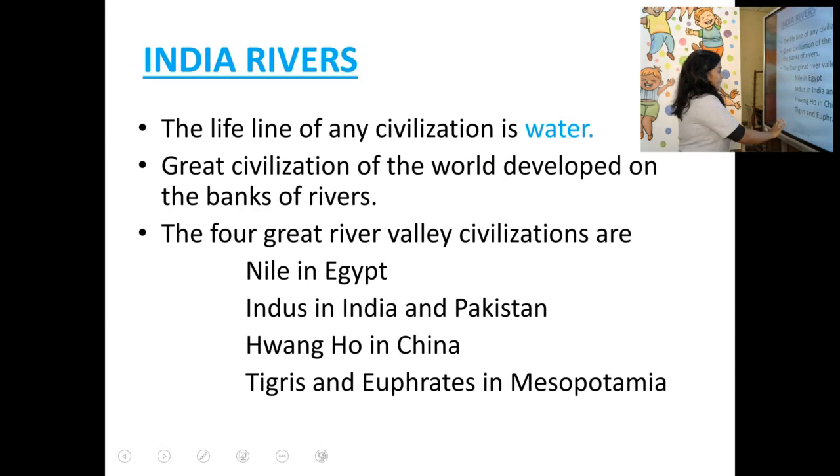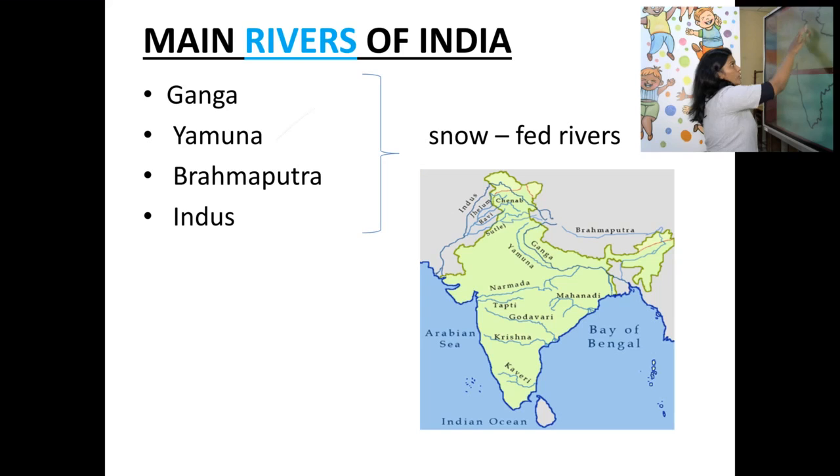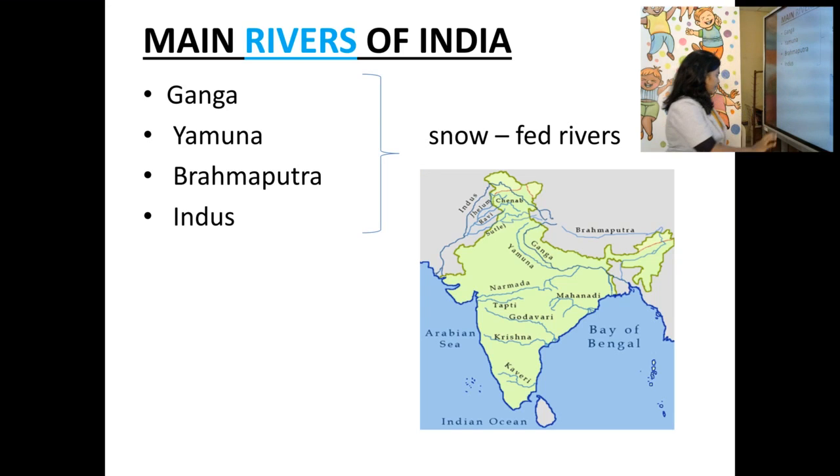So India Rivers. Before I go to the rivers, I wanted to tell you that India can be divided into two, that is North India and South India. First I am going to explain North Indian rivers.